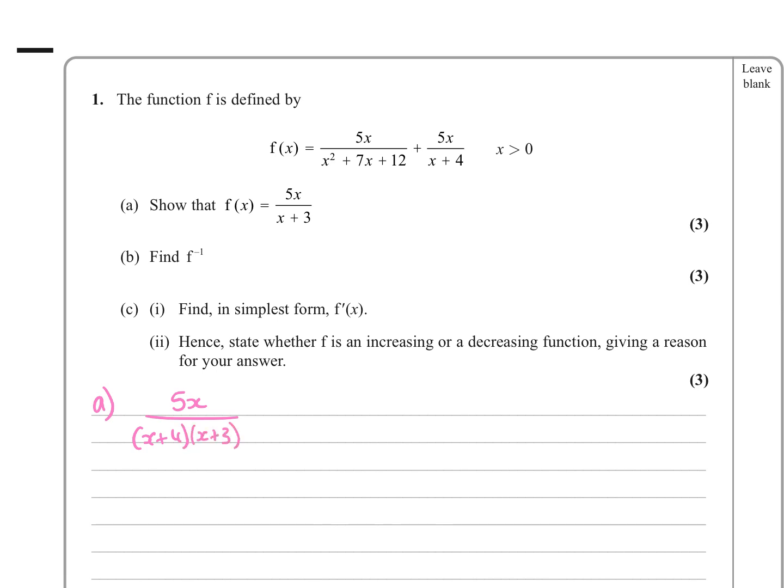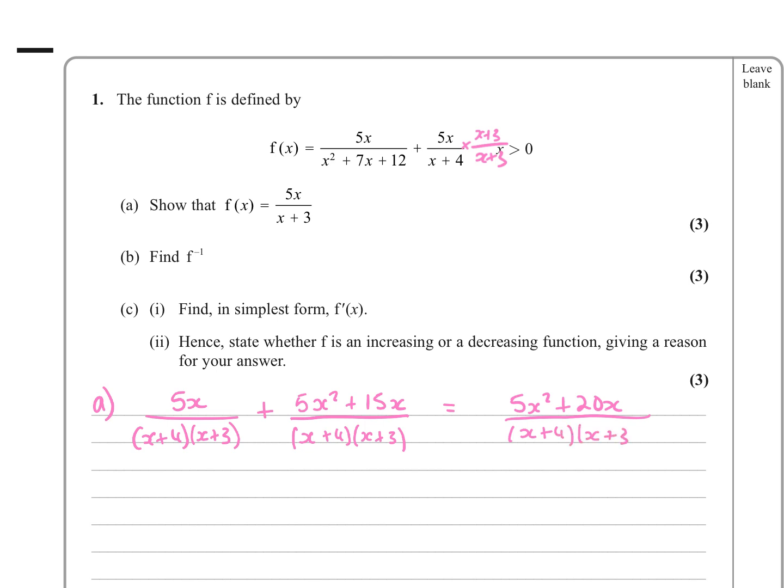Okay, so it's really nice that it's factorised to this. That means I know that I need to multiply this by (x plus 3) over (x plus 3). So I'm just going to get ahead and do that straight away. So I'm going to have 5x squared plus 15x over (x plus 4)(x plus 3). So then this is going to give me 5x squared plus 20x over (x plus 4)(x plus 3).